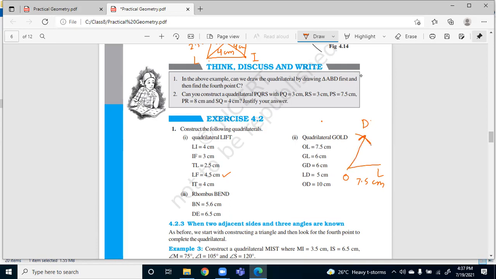Now you have to join. Yes, correct. Then, ma'am, we will take the measure of the compass as 6 centimeters and make an arc. Then from the point D, we will make an arc of again 6 centimeters only. And then we will join it with O.